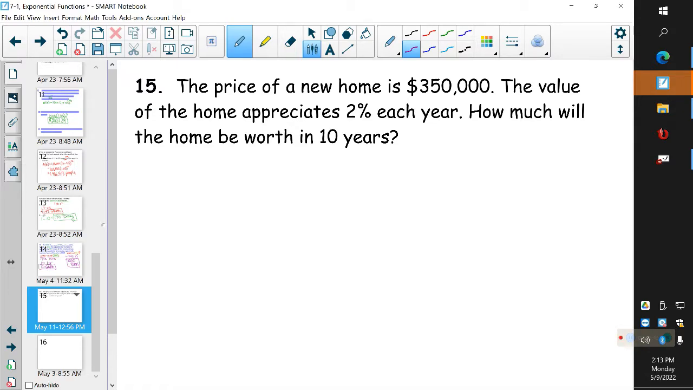$350,000. The value of the home appreciates 2% each year. What does that mean? It increases. Appreciate means it's going up in price. Depreciate means it's going down. Why would a house appreciate in value? Have you seen the market? Why? Tell me. Because more people need homes, and when you're trying to move to nicer locations, it's harder to do because there's a lot more people and a lot less homes.